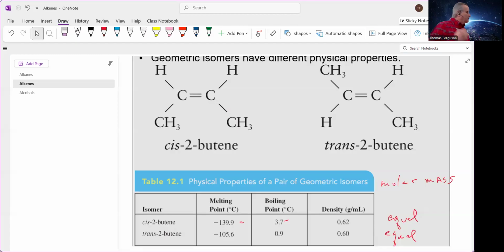Okay, so biochemically, it's even more important to pay attention to cis and trans, because biochemically, we are very, very, very selective, differentiating between cis versus trans. Very selective.